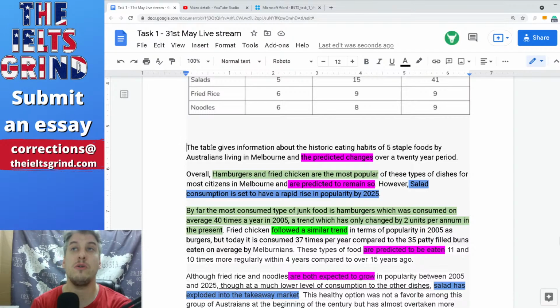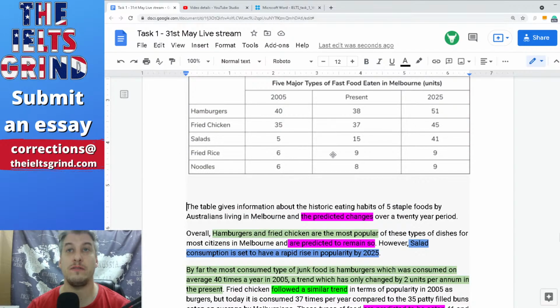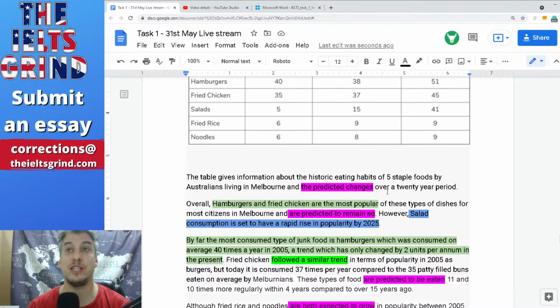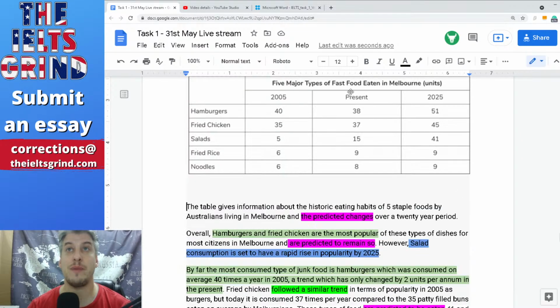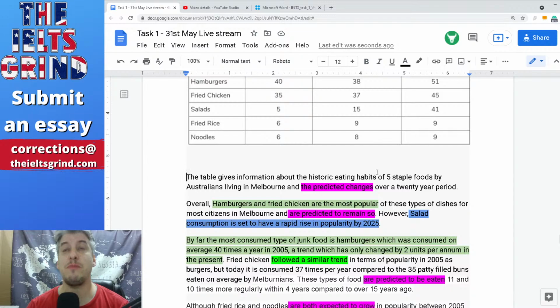Okay, so what we've got here is the fact that it's about food, 5 different types of food in Australia, Melbourne, Australia. Historic eating habits, that's talking about 2005. The predicted changes over a 20-year period, that's talking about the present and the future. Okay, so that's my introductory sentence. I've told the reader the context about it. I've done it in 1 sentence.